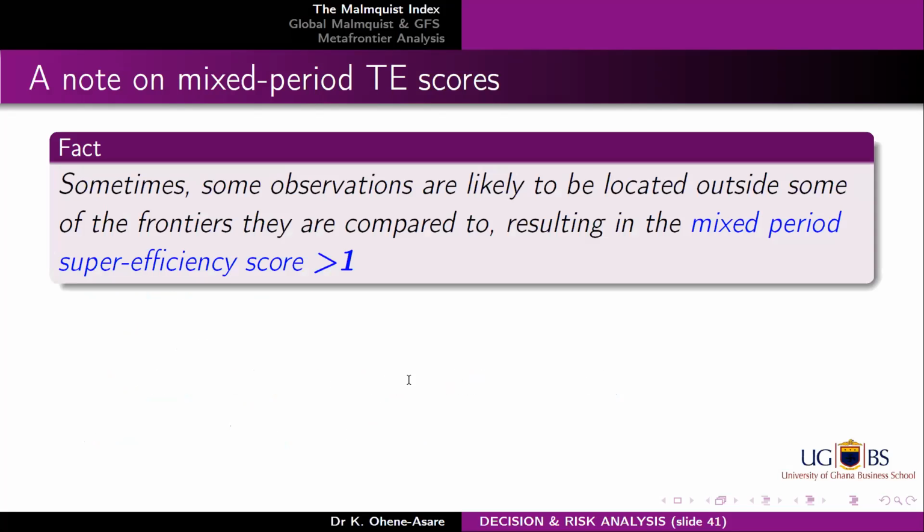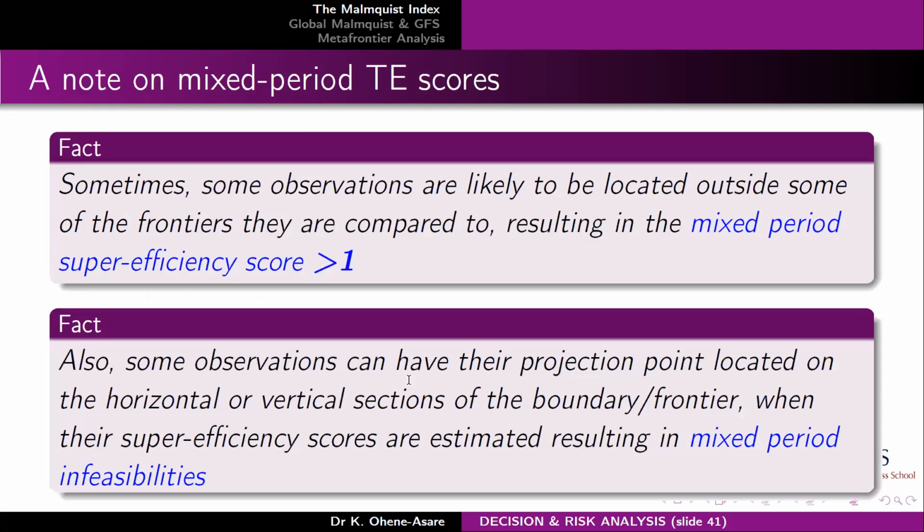In order to avoid that, many people talk about using the Biennial Malmquist. We shall discuss it. So here is a fact I've said. Sometimes some of the observations are likely to be located outside some of the frontiers, which is what we just saw. Outside the frontier they are compared to, resulting in the mixed period super efficiency score for input oriented.